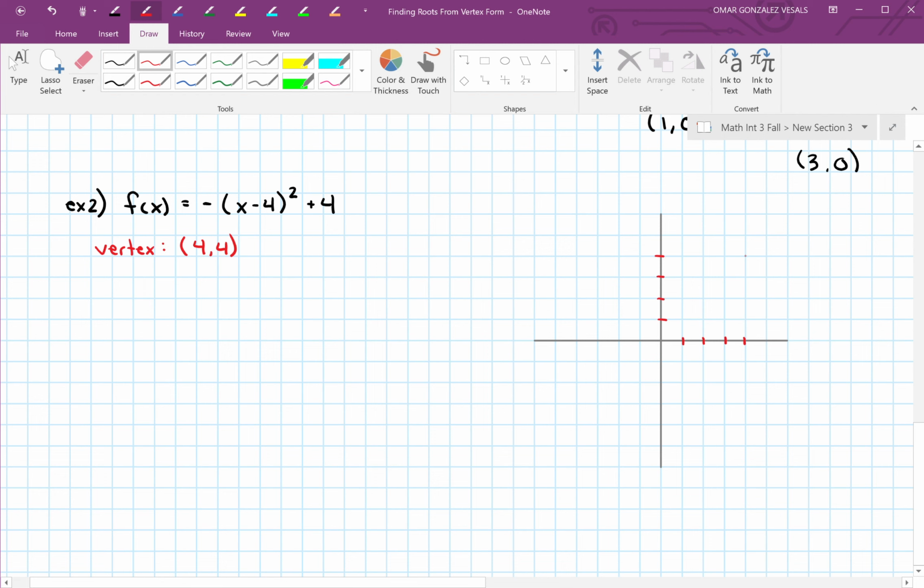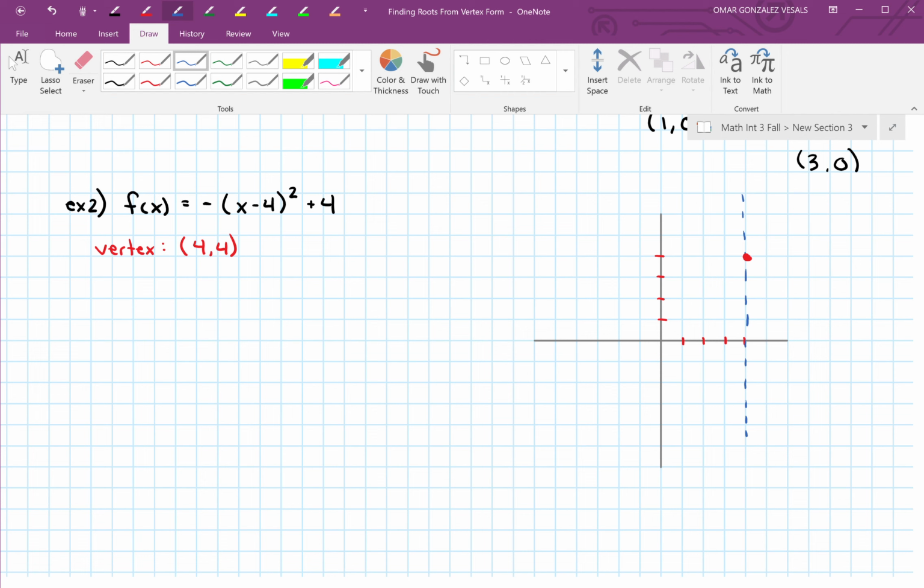But you guys aren't worried about that. You know how to do that already. Which way is this going to open? It's going to open down, right? So I'm not going to draw it yet, but I know that this opens down.